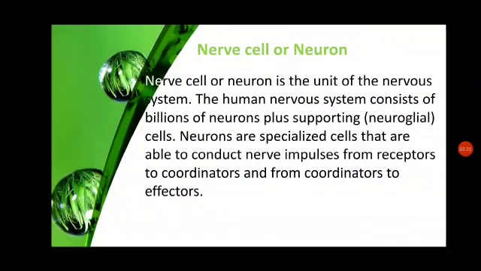Now we will study the nerve cells or neurons. These are the basic unit of the nervous system. The human nervous system consists of billions of neurons and there are many supporting cells called neuroglial cells. Neurons are specialized cells that are able to conduct nerve impulses from the receptors to the coordinators and from the coordinators to the effectors. In this way, they communicate with each other and with other types of body cells.